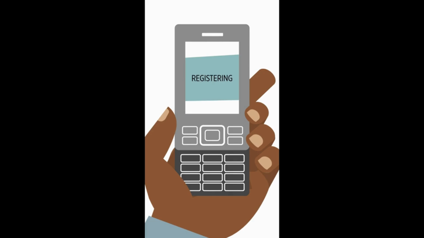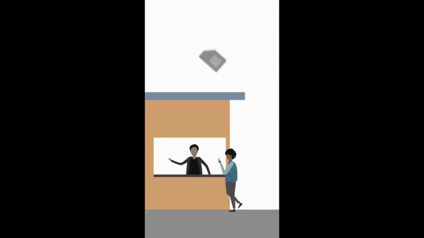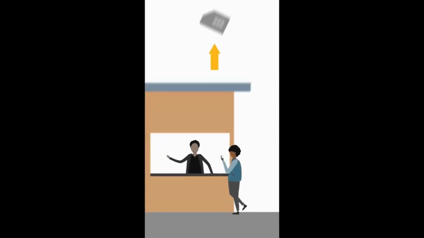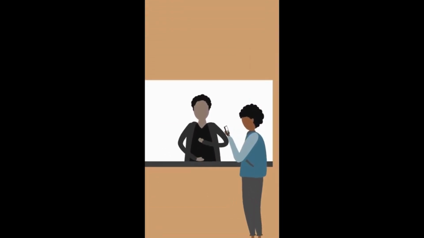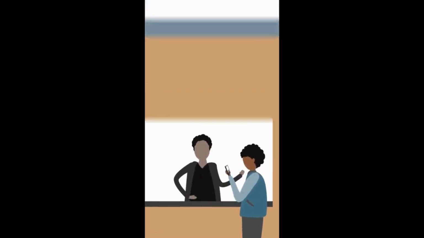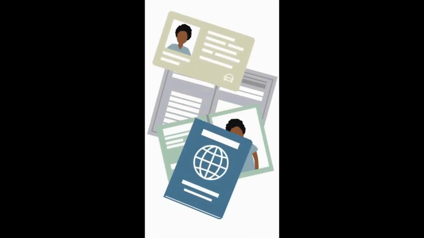Register on mobile money and use it safely. If you don't already have a mobile money account, you will first need a SIM card from your mobile operator. Once you have a SIM card, your mobile money agent will be able to help you register for mobile money. You may need to complete a form with some personal information.